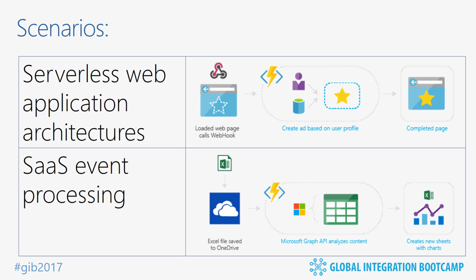So you basically have serverless web application architectures. You can define a web page that has a webhook into a function and then does some processing. For example, you might use a function to choose a specific ad to show a user on the page, targeting something specific about, like, where they are accessing it from. And of course, SaaS event processing. With connections to things like OneDrive and stuff, you can generate connections based on the arrival of a file.